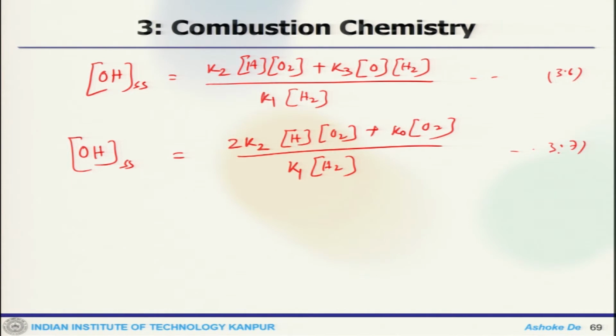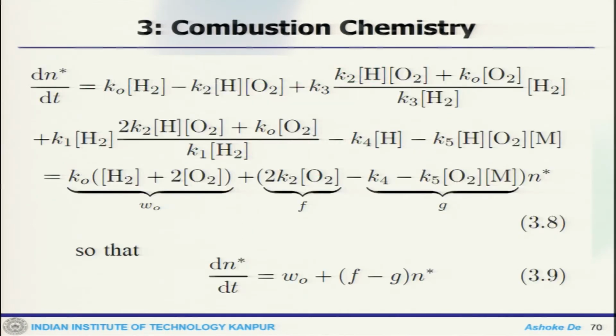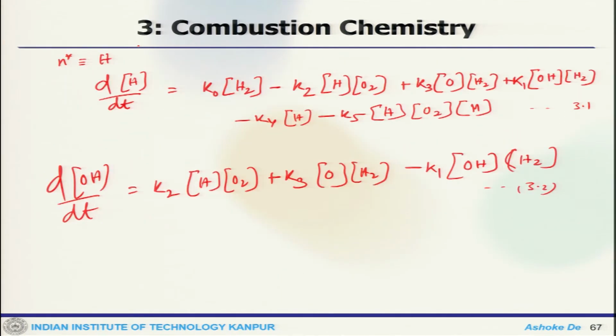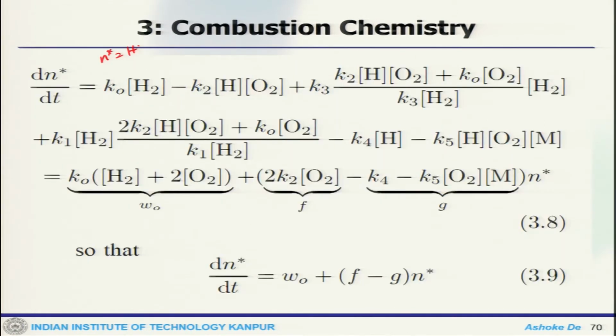Now, we substitute the steady state value of OH and O radicals in the rate equation of the free radical density. That means dn*/dt, where n* is essentially H, which we have already looked at. So, the free radical density, if we write it, will involve k0 H2, k2 H2 and k3. All of these are a little bit involved, but nothing but algebraic expressions.